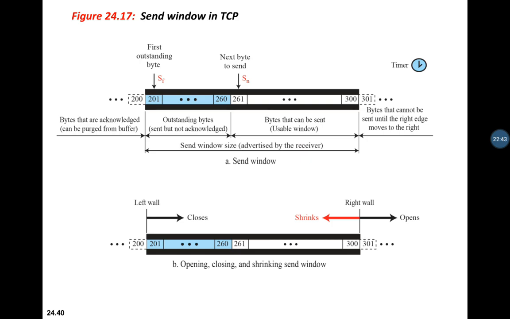Now the difference between the send window in selective repeat and TCP is that the window size in the selective repeat protocol is the number of packets.